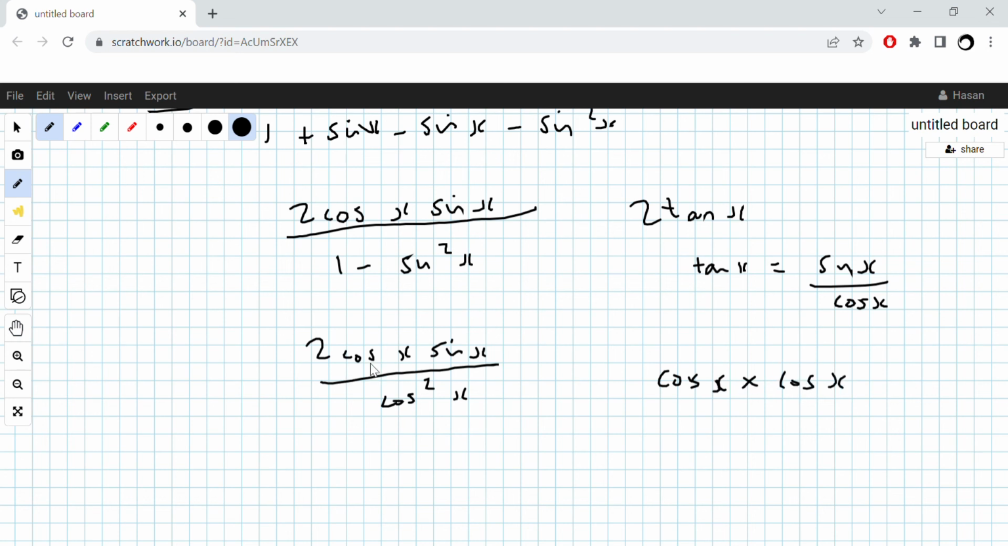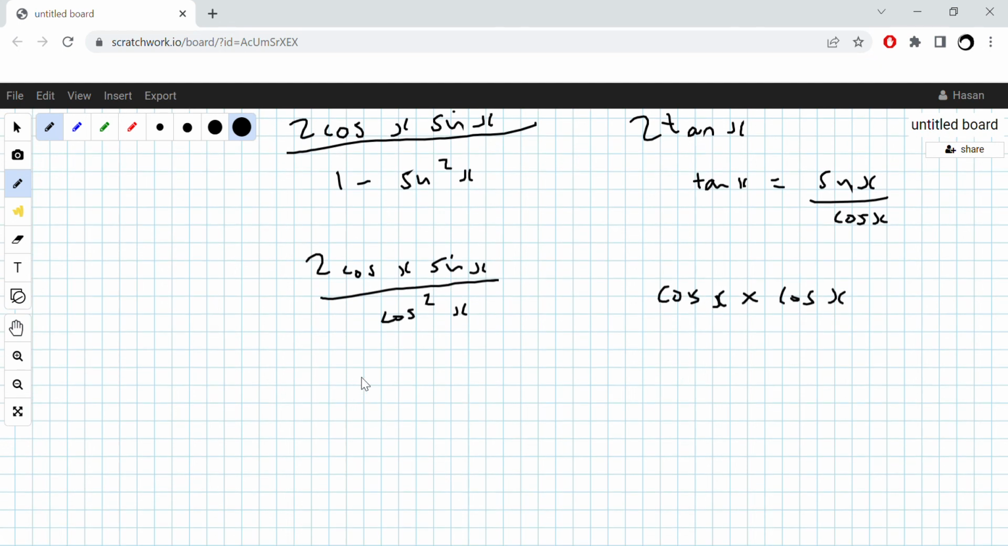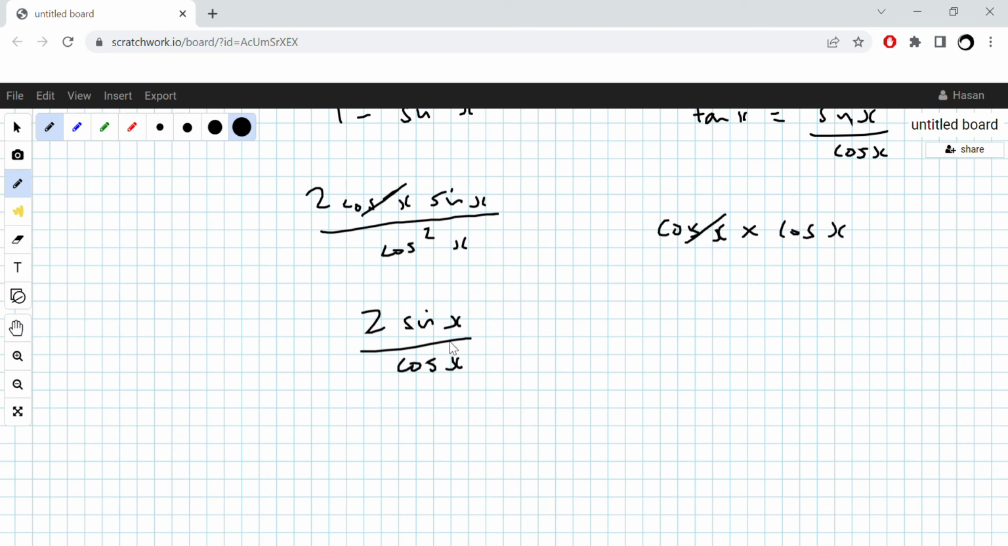And the cos x on the top will cancel out with one of the cos x's on the bottom. So now you're going to be left with 2 sin x over cos x. As we know, sin x over cos x is the same as tan x. We're going to be left with 2 tan x. And that's our answer.